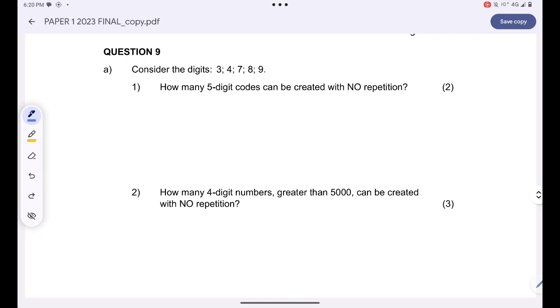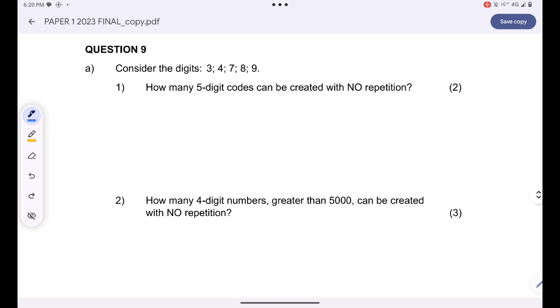Okay, we are told to consider the digits 3, 4, 7, 8, and 9. We are being asked how many 5-digit codes can be created with no repetition. We have 5 digits to choose from, so the answer is just 5 factorial. 5 factorial is 120, so there will be 120 codes that can be created with no repetition.